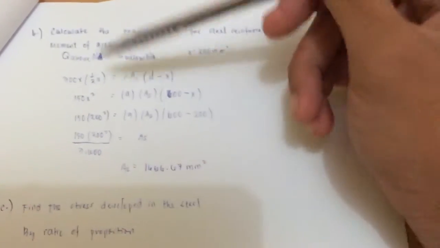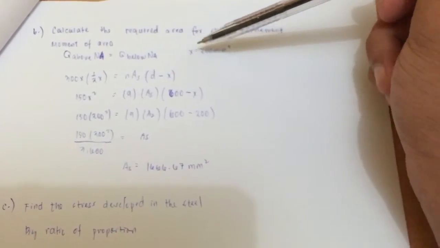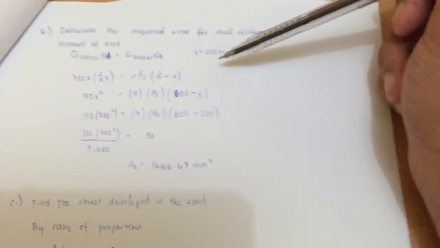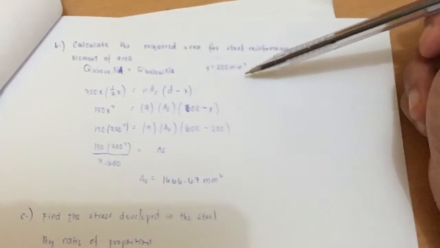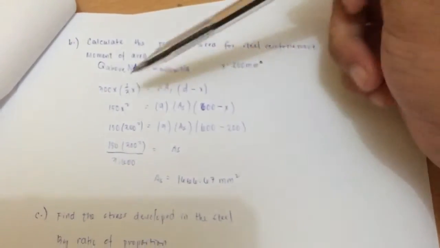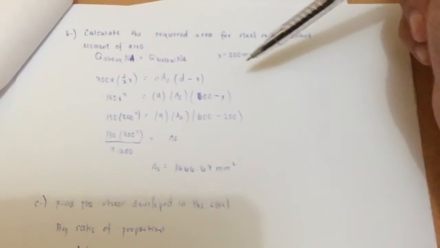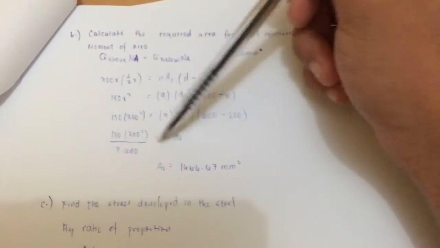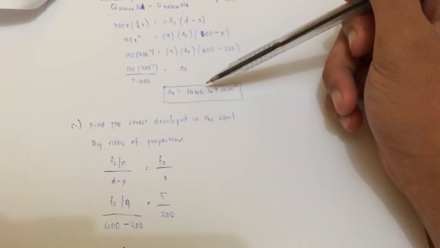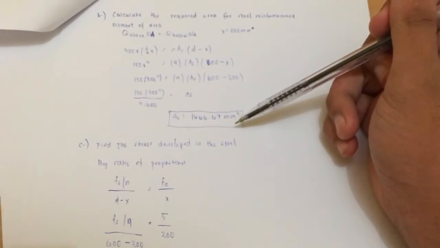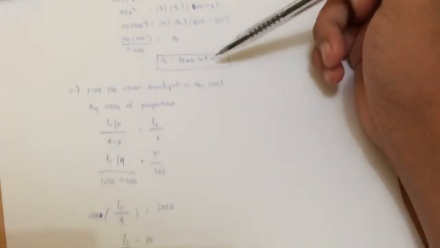So now remember, from what we previously obtained, our x, or the distance from the extreme fiber to the neutral axis, is 200 mm. So by substituting and by mathematical process, we can get 1666.67 millimeters squared as our area required for the steel reinforcement of the given problem. So let's now proceed to question letter C.